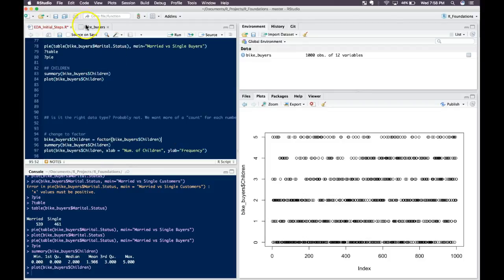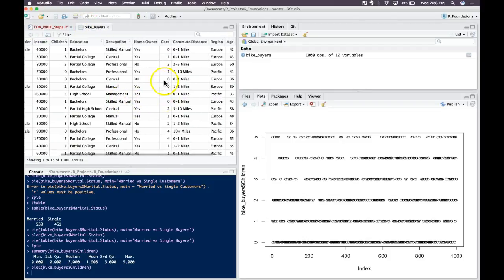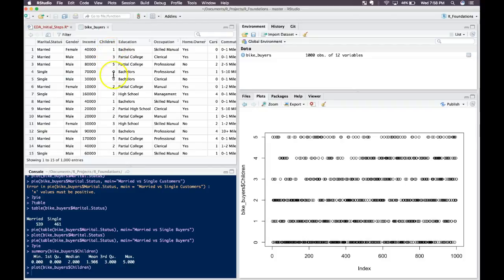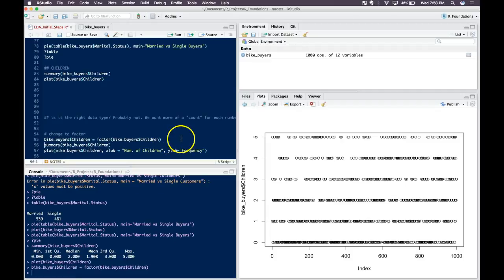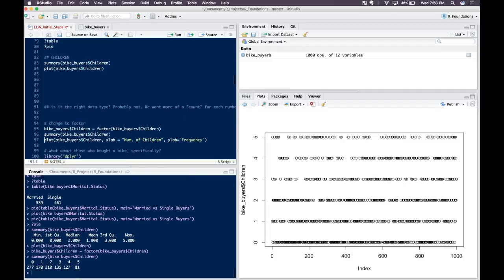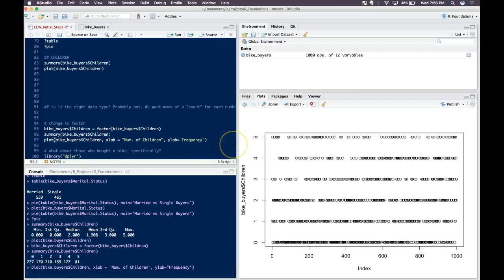So it won't look any different. Like when I come here, when I look at number of children, this won't look any different. But the way R will handle it will change. So if we run that, now we get a summary. Okay, this is maybe a little bit more of what we want. We see that each number of children is broken up into categories.